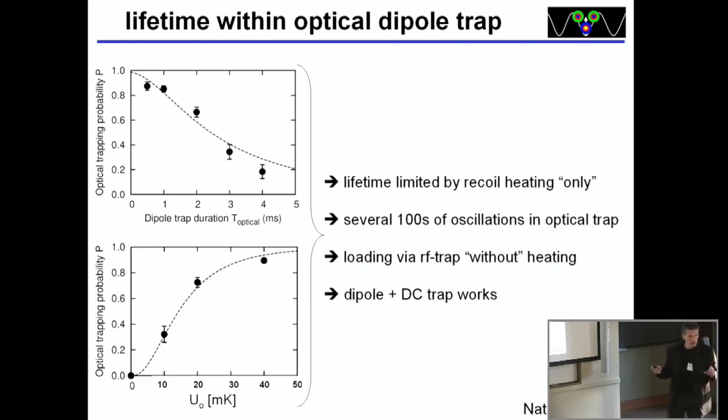And also the loading from the RF trap into the dipole trap worked nicely at our resolution of millikelvin temperatures. It will be hard to go to really low temperatures, but perhaps we don't have to do it that well because there might be atoms recooling us, we will see. And it's also nice to see that the optical dipole trap works in combination with the DC trap that provides us some defocusing forces.